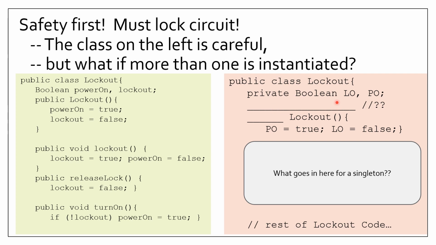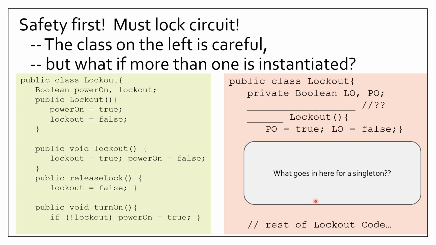So here is a fill-in-the-blank for a singleton. We have a private Boolean, just like before, for lockout and power on. Now, what are we going to have here? If we go back a page and look at the previous slide, we would see that this is where we put our private instance. So we're going to have a private lockout object, and that is going to be the only one that's allowed. Here is our constructor, just like before. But what's different about the constructor? Instead of saying public void lockout, we're going to say private void lockout. Now no one can create this.